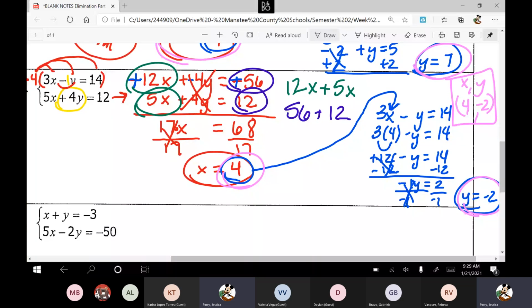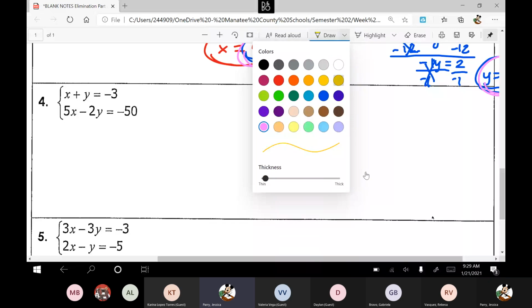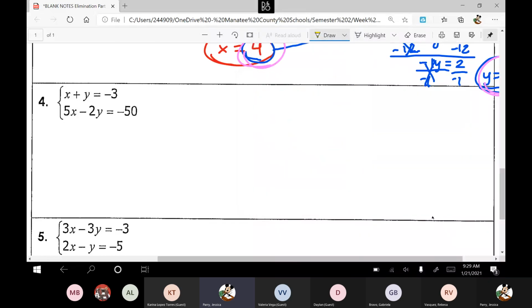Okay, let's go on to our next one. Number 4. So which equation, first one or second one, which equation has the coefficient of invisible 1? The first one or the second one? Which equation has the coefficient of invisible 1?